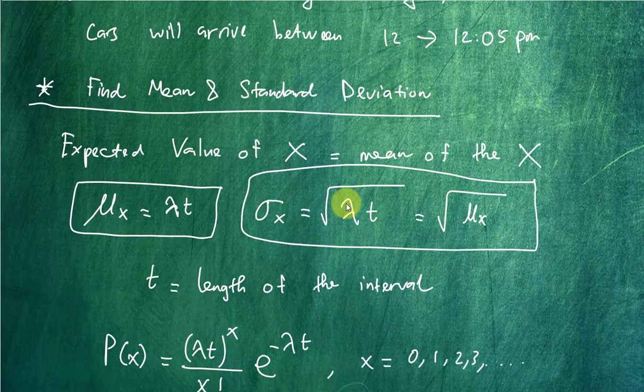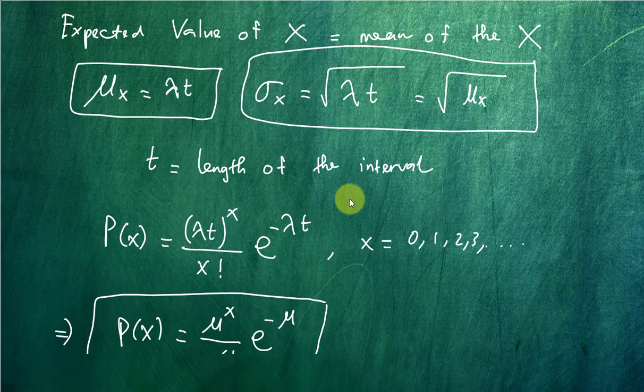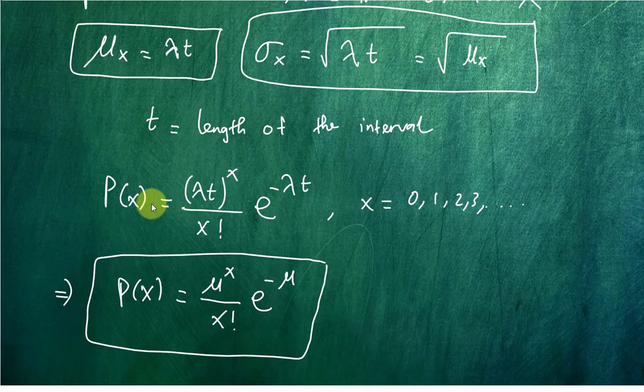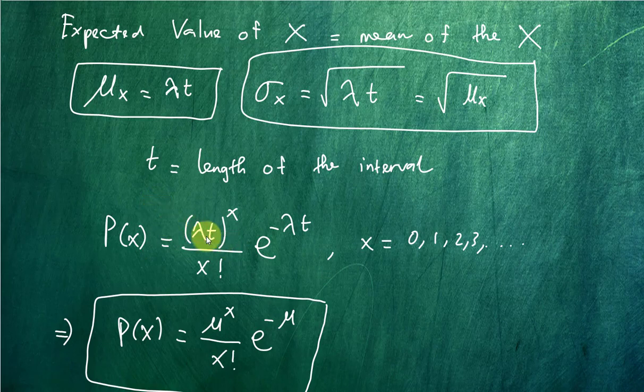Okay, and remember that we got the formula P of X equals lambda t to the power of x over x factorial, times e to the minus lambda t. Now lambda t is the expected value of X, which is the mu value. This is the notation of mu. So instead of writing lambda t, you can simply write mu to the power of x and e to the minus mu. So this is the simplified version of the Poisson distribution probability P of X.